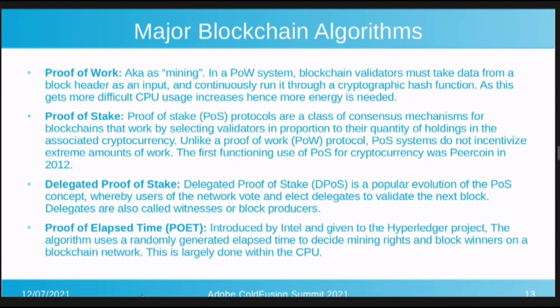And then proof of elapsed time, this is an interesting one. It was introduced by Intel, and it's basically looking at the time sequences within the CPU to establish who's successful. And all of these different algorithms, by the way, relate to who succeeds in getting cryptocurrency for the work they've done. That's basically what it's about.